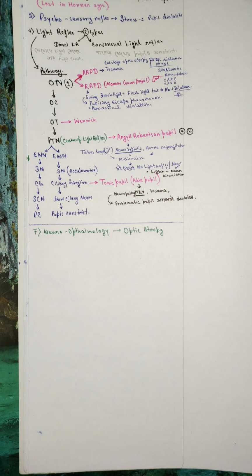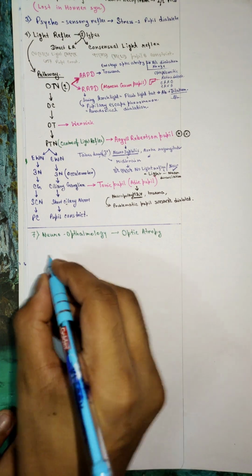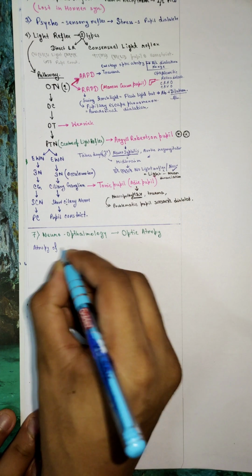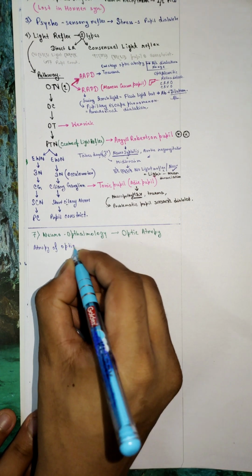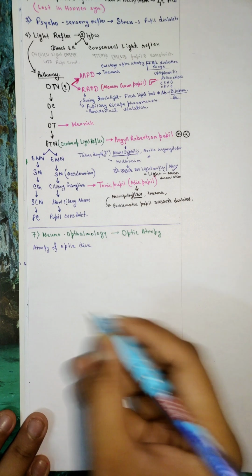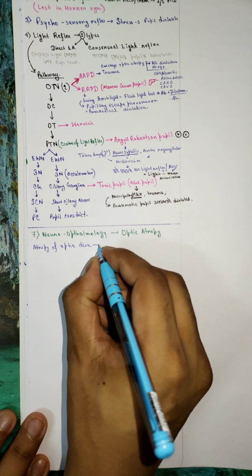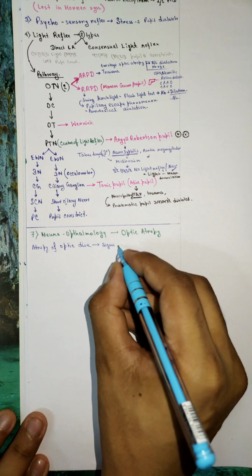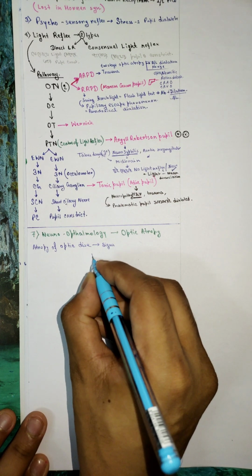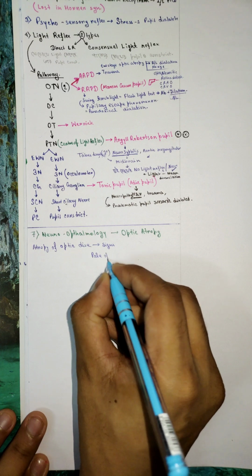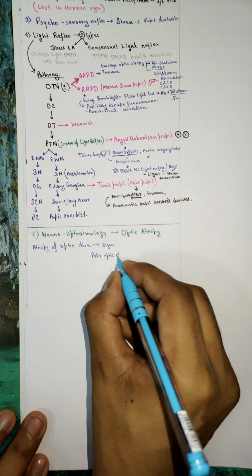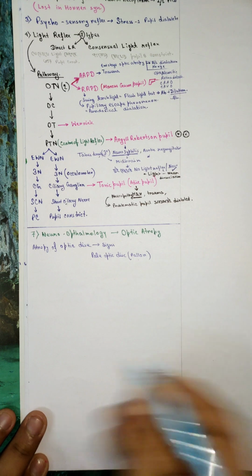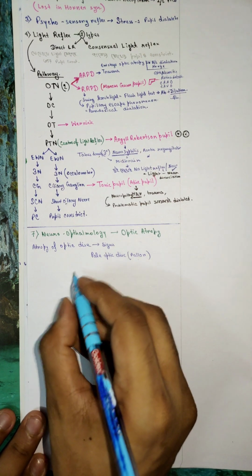Okay, so let's write this: atrophy of optic disc, signs. First is pale optic disc, that is pallor.